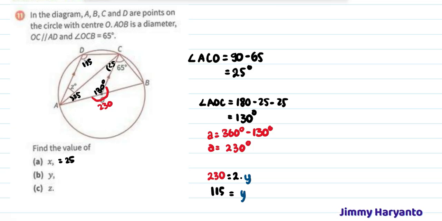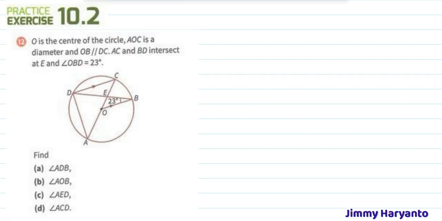Oh, the parallel lines. We have these parallel lines, and that one also we can create the z. That means if this one is 25, the z will be 25 also. So z equals 25, y equals 115. And then next is 12.